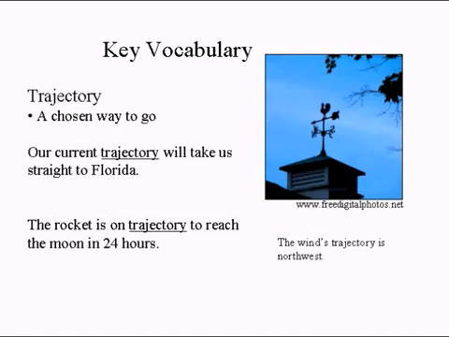Next slide is trajectory. Is a chosen way to go. For example, our current trajectory will take us straight to Florida. The rocket is on trajectory to reach the moon in 24 hours. So it's like, which direction are you going? Like if you see, our current trajectory is which direction are we going? Let's say we're going north, okay, that's our trajectory. Similarly, the wind's trajectory is northwest. So you see here, the wind is pointing northwest.